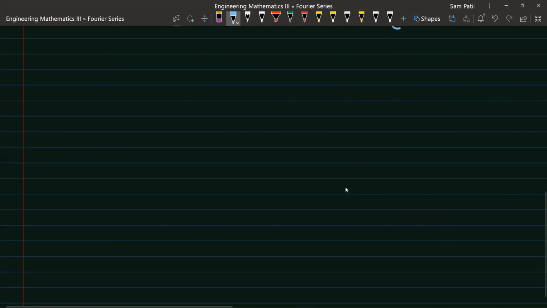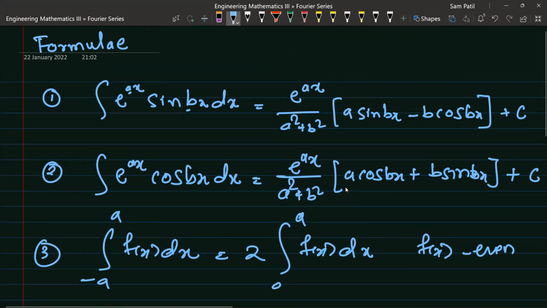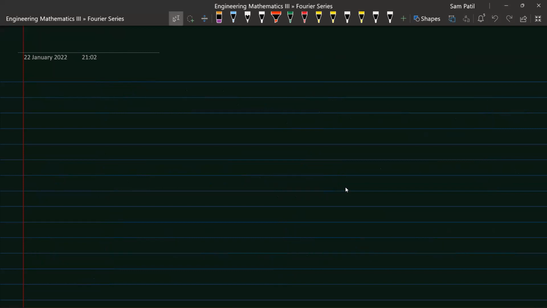So fine, this is about the basics and formulas related to Fourier series. Now let us move forward to the examples based on this. I will take only one example today, and then we will discuss the remaining examples, so that you can understand how we actually apply the formulas. So let us see example one.